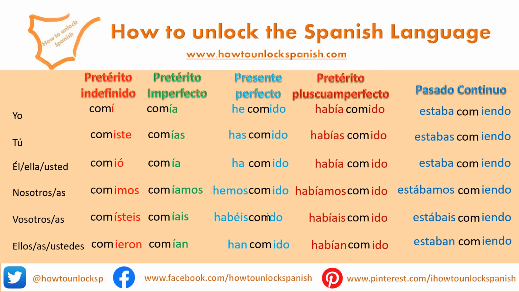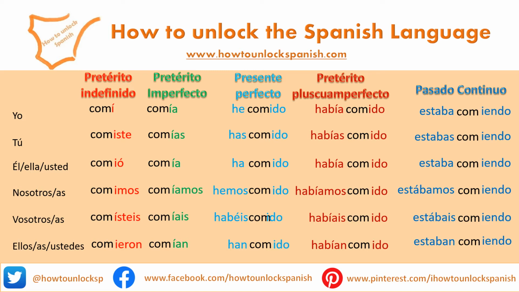So now we are going to conjugate the past tenses for comer. The first one is pretérito indefinido. Pretérito indefinido is used for actions that are already finished, so finished actions in the past, and those actions are like one-off actions. They are not repetitive in the past, or they were not a continuous action, and we are not talking about this continuous action when it was taking place.